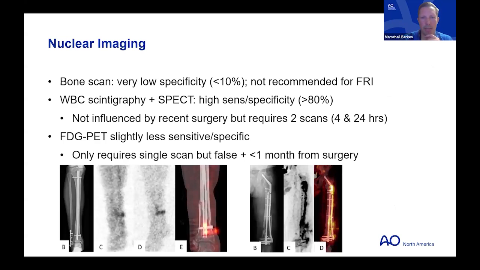Nuclear imaging, I truthfully don't use this in my practice, but it is an option. Bone scans are not super helpful. The white blood cell scintigraphy in combination with a SPECT is probably the best study. It does require 2 scans, so something to consider. And then other modalities, including FDG PET in combination with CT scan, give a bit better picture of the actual morphology of the tissue and the bone and the implants, the pictures you see on the bottom right there.